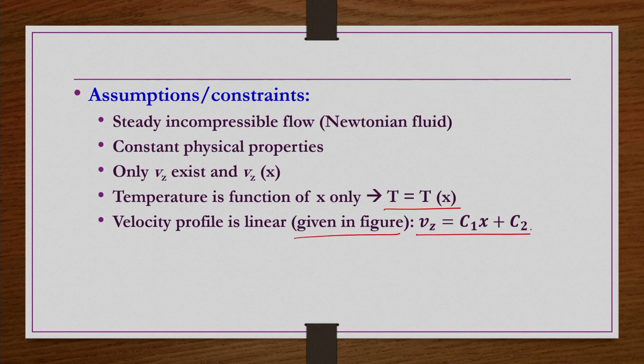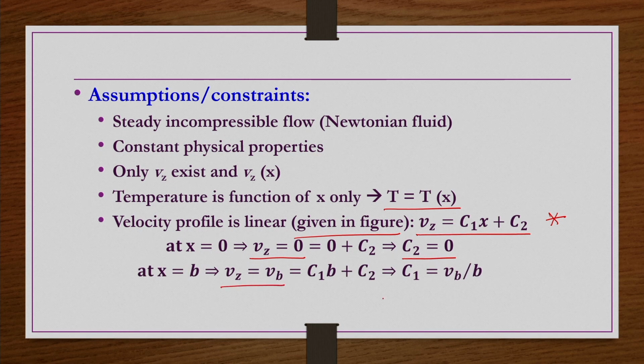So we can have Vz is equals to C1 x plus C2. If it is not given, then we have to simplify the equation of motion and get the required velocity profile by applying the boundary conditions available for the velocity. Now it is given in the picture that the velocity profile is linear, so we can take this one. Now the constants C1, C2 we have to obtain. At x is equals to 0, Vz is equals to 0, so C2 is equals to 0. At x is equals to b, Vz is equals to Vb, so C1 b plus C2, C2 is 0, so C1 is equals to Vb by b. So here also we are getting the same velocity profile, Vz is equals to Vb by b x.